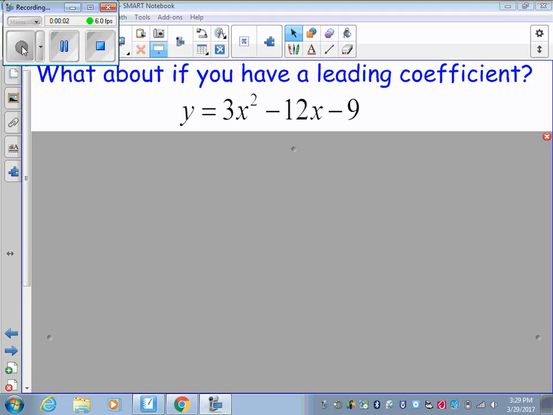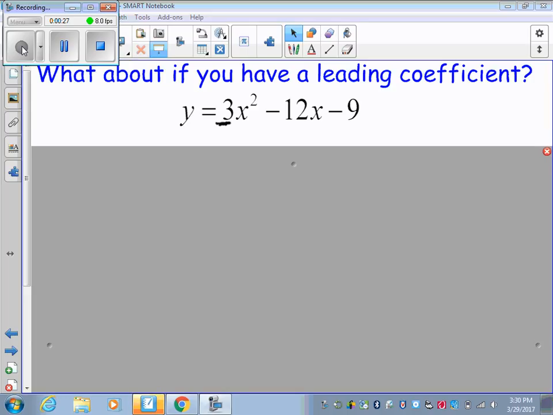Welcome to part 2 of section 3.3, continuing our work with completing the square. Wondering what to do if you have a leading coefficient? What I mean by a leading coefficient is that instead of a 1, you have a different number than 1 as your leading coefficient. So we start the same way as the other one.